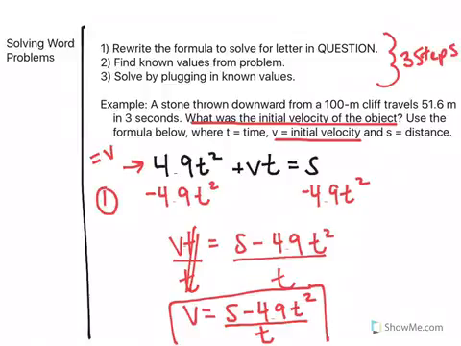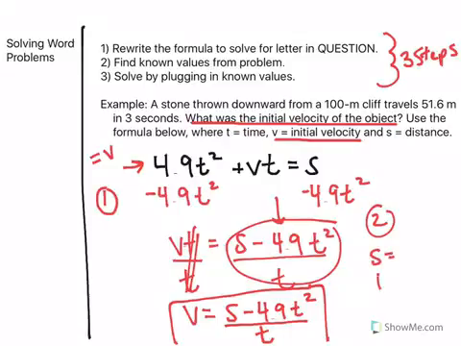The next step says find known values from the problem. So we need to read through this problem and figure out what values we already know. So step 2, we know that a stone thrown downward from a 100-meter cliff travels 51.6 meters in 3 seconds. If we look on this side of the equation, we need to figure out what s equals and t equals in order to solve for v.